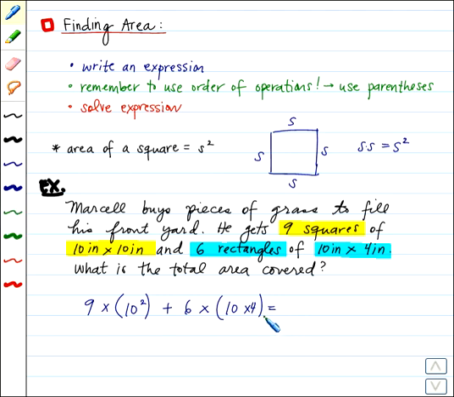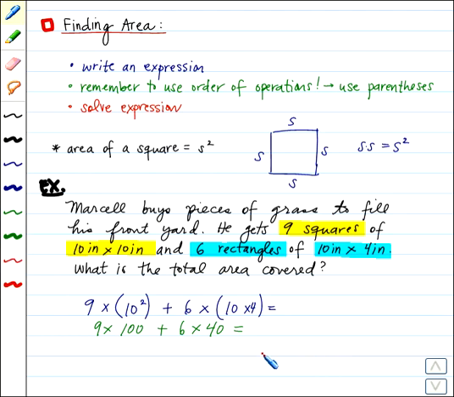So let's remember order of operations. We do what's inside the parentheses first. So we have 9 times, now 10 squared is 100, plus 6 times 10 times 4, which is 40. Now see if you can solve the rest using the order of operations. When you're ready, click continue.